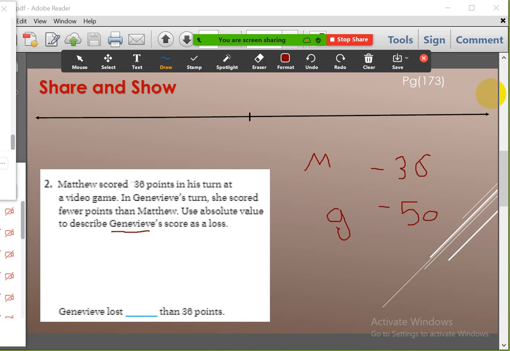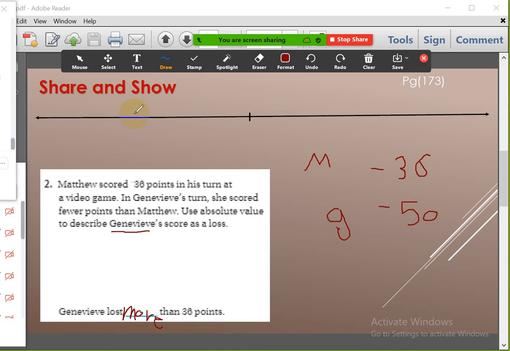Look, Farah, we are talking about the loss. She lost negative 50, and Matthew lost negative 36. So which one has the more loss? I think the girl, right? Very good girl, the girl lost more than 36 points. This is the idea, only to understand comparing between the negative numbers by using absolute value.